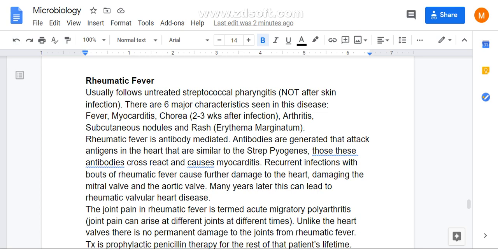So there are 6 major characteristics seen in this disease. That's fever, obviously, because it's rheumatic fever. Myocarditis, which is inflammation around the heart. Chorea, which is uncontrolled movements of the limbs, and this happens usually 2 to 3 weeks after infection. Arthritis, subcutaneous nodules, and a rash called erythema marginatum. So rheumatic fever is antibody mediated. Antibodies are generated that attack antigens in the heart that are similar to the Strep pyogenes.